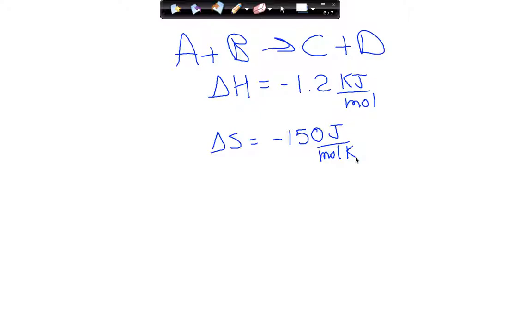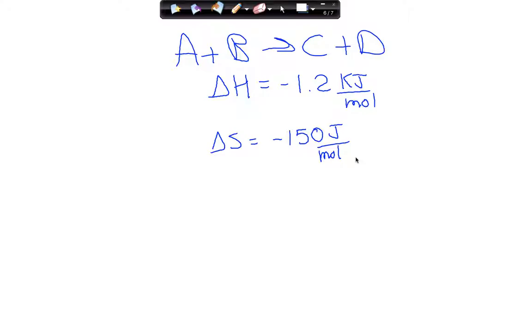So guys, again, I'm just making up numbers. And actually, you know what? That shouldn't be joules per mole Kelvin. Joules per mole, because the temperature is defined. Okay, so the question then becomes this: at what temperature range is this reaction spontaneous?